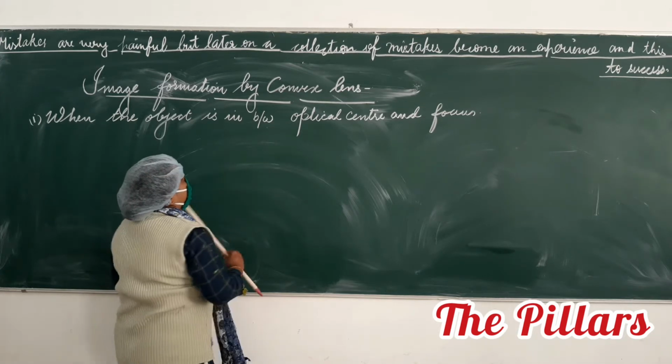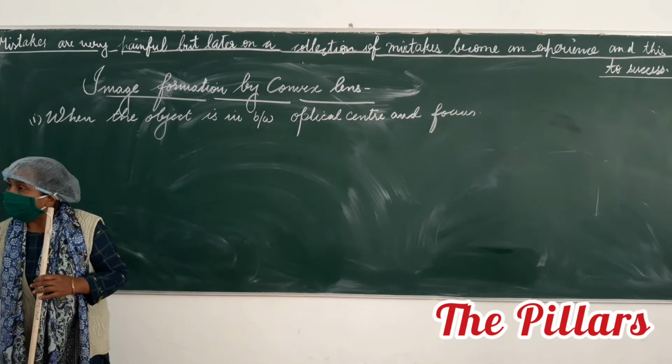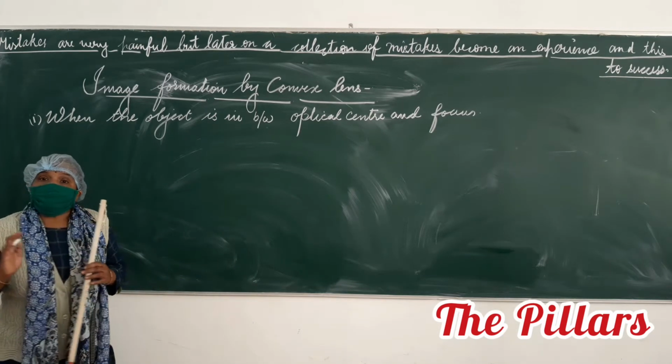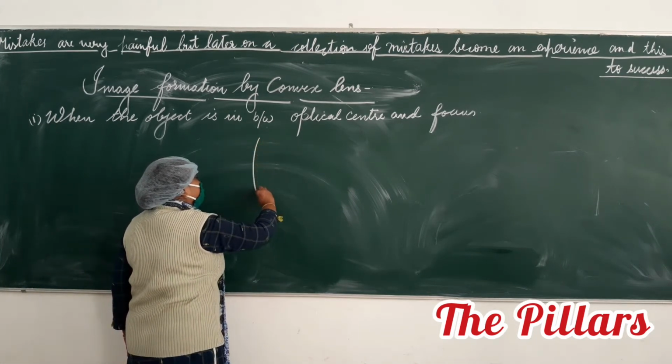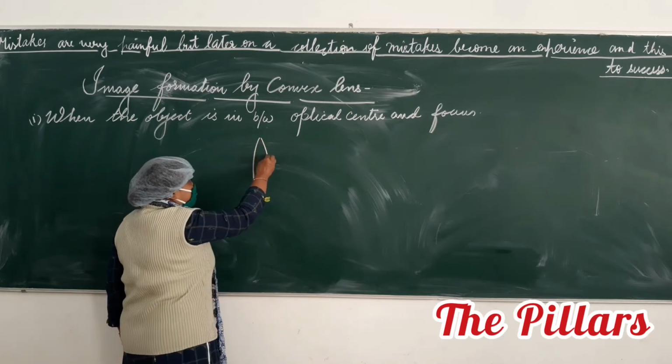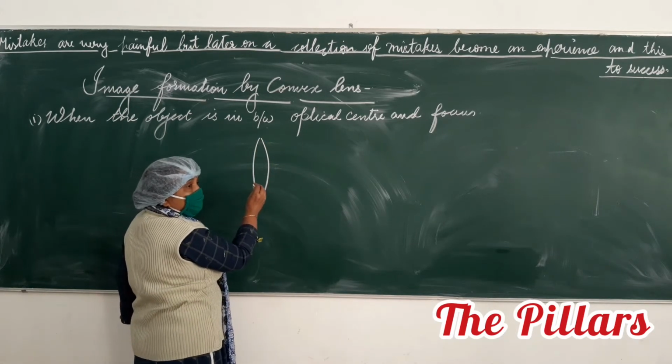Right? Now, we are going for a convex lens. Where is the image placed? Between optical center and focus. See, look here. First you draw the lens, the convex lens, and that is with free hand.